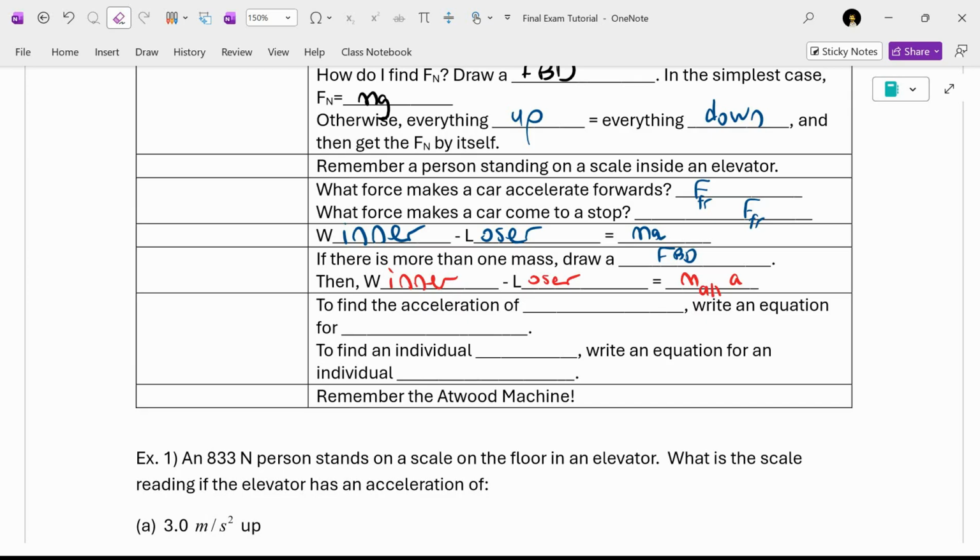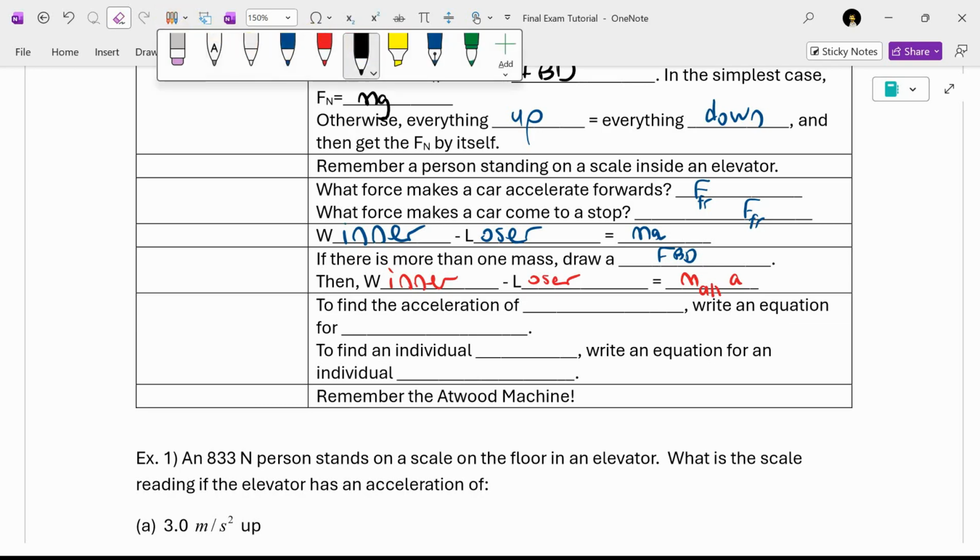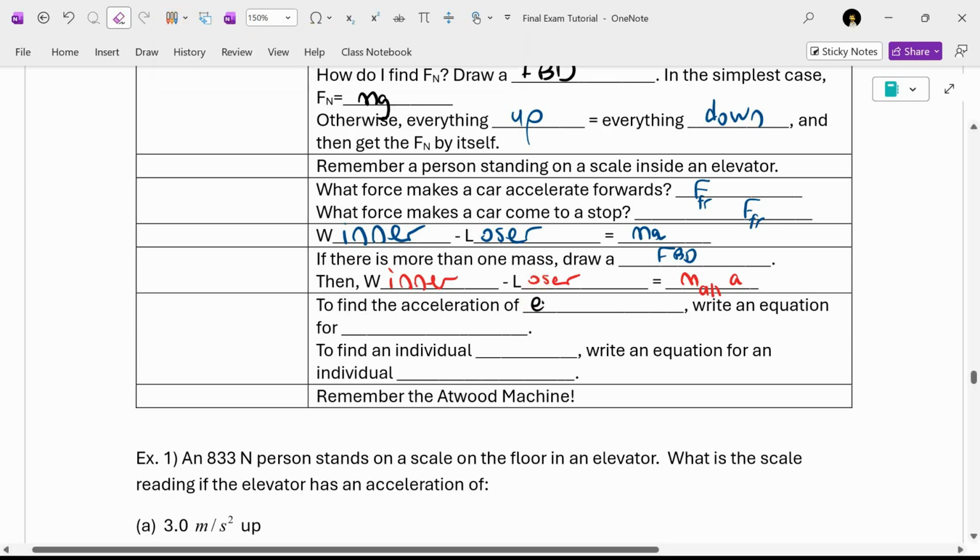What would you mean by M all? If there were two masses, M1 plus M2. If there are three masses, M1 plus M2 plus M3. I'm not going to give you a three-mass question on your final, but we did them in our homework. And then we said this. Well, we know to find the acceleration of everything, we wrote an equation for everything. We walked along the rope.